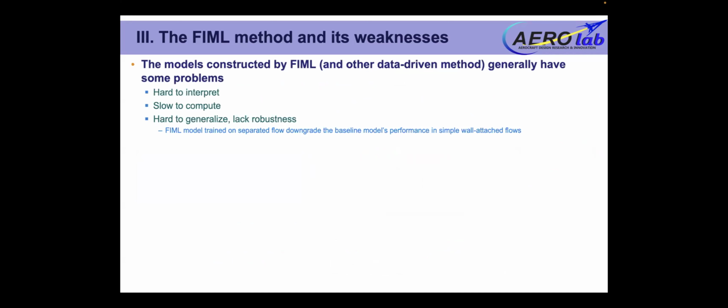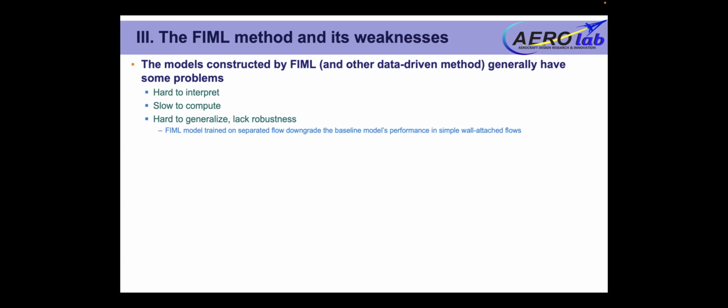However, the models constructed by FIML along with other data-driven methods generally have some problems. First, they might be very hard to interpret because many of them are just black box models like neural networks or random forests. And secondly, they are very slow to compute because there are many parameters in the neural networks or random forests, and it requires a lot of floating point operations to forward pass them.